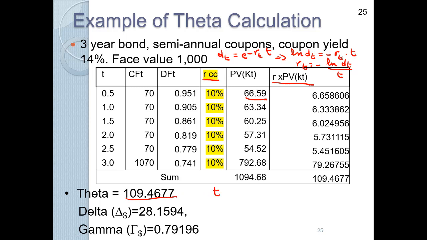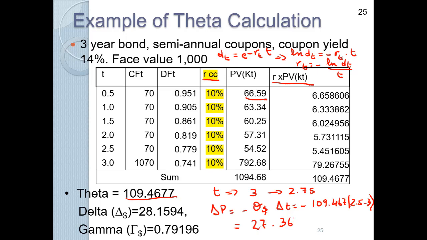So now let's imagine that time changes. Right now, all times are going to be reduced by 0.25. So let's say they're going to go from 3 to 2.75. Then the change in price can be approximated by minus theta dollar times the change in time. So this is going to be equal to minus 109.4677 times the change in time, which would be 2.75 minus 3. And then this gives me that the change in price when the time is reduced by 3 months, or 0.25 years, is 27.367.